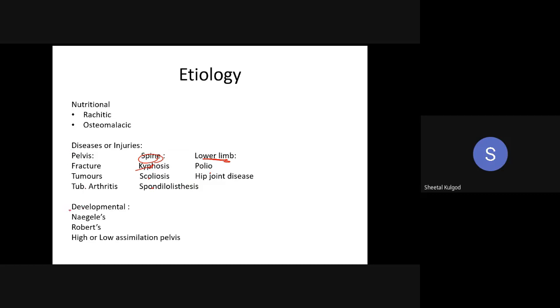Now there could be developmental abnormalities leading to abnormal or contracted pelvis, what we can learn as Naegele's or Robert's, or there could be high or low assimilation pelvis. So these are the reasons for contracted pelvis.